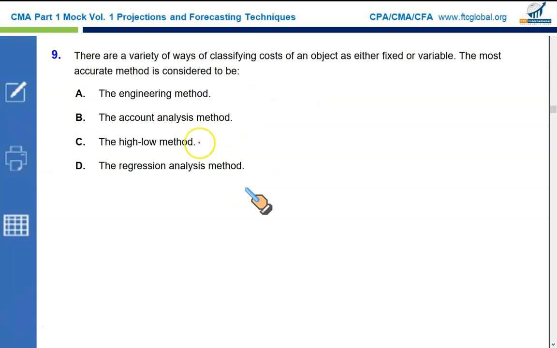Next. There are a variety of ways of classifying costs of an object as either fixed or variable. The most accurate method is considered to be the most accurate method. First, the engineering method.